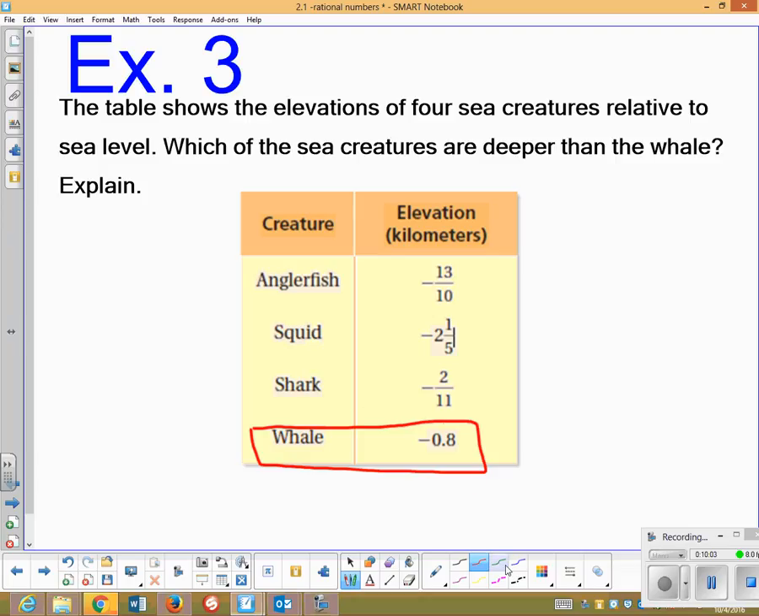So what we need to do is look at all of these. They're all fractions. So to compare them to the whale, which is a decimal, we need to change the fractions into decimals. So to do that, we're going to do top goes in, bottom goes out. I'm going to do that for each one. Top goes in. Oh, but for this one, we have to change it into improper.